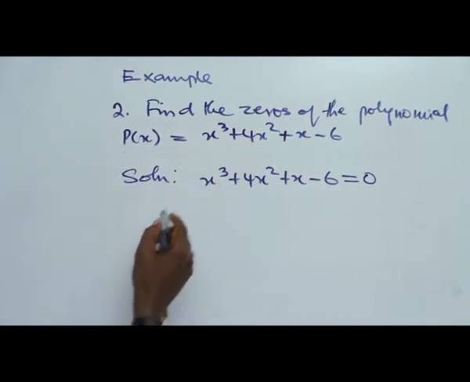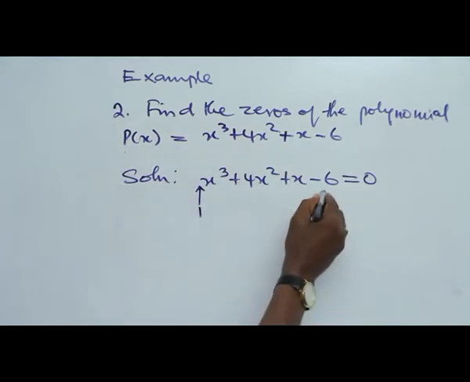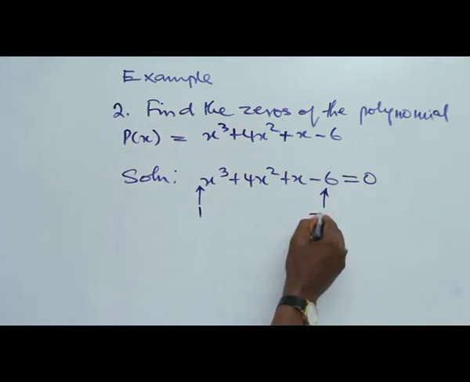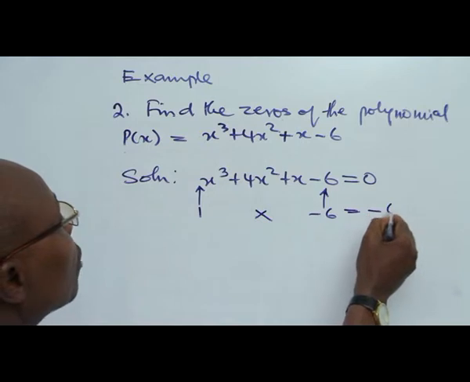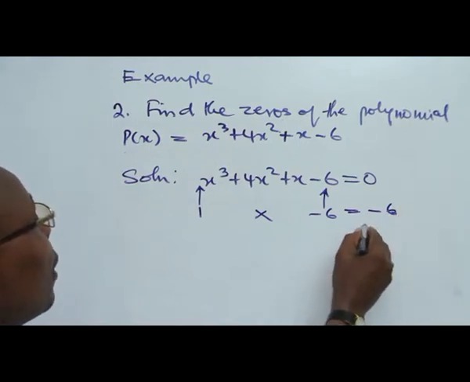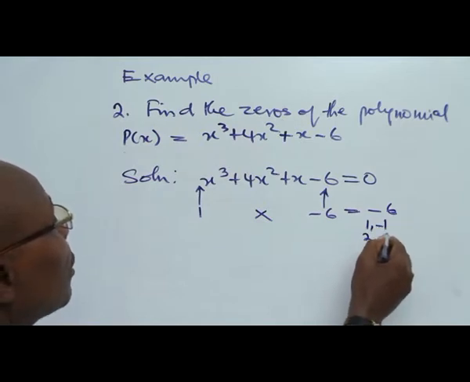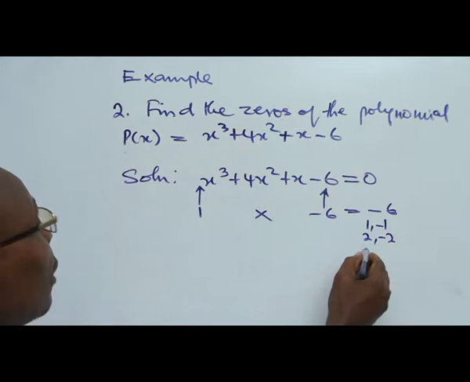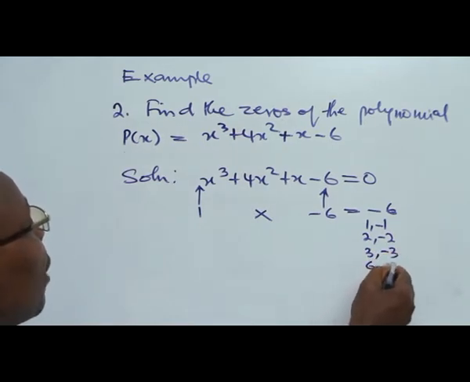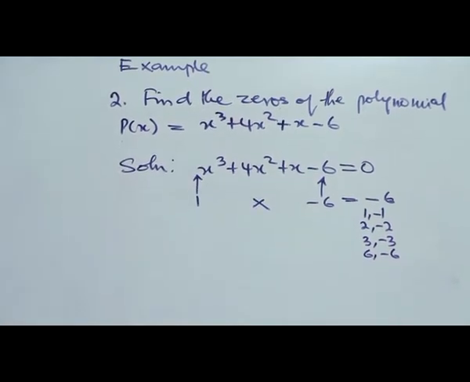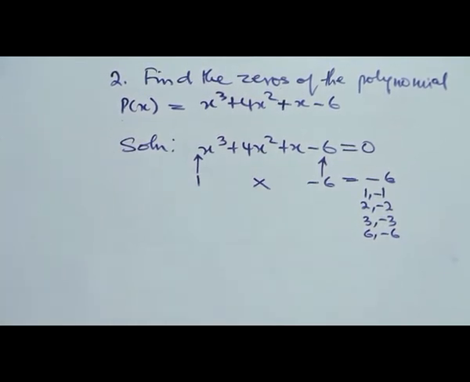Now to do this, you will recall that the coefficient of s cubed here is 1, and the constant term here is minus 6. And finally, the product of this will give us minus 6. Then we now have to try the following factors of minus 6: 1, minus 1, 2, minus 2, 3, minus 3, 6, minus 6. In trying any of these factors, any one that gives us 0 becomes a solution.